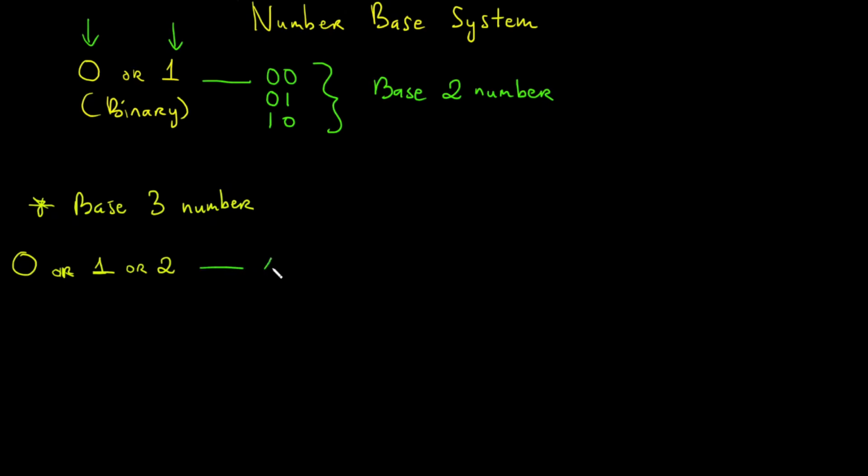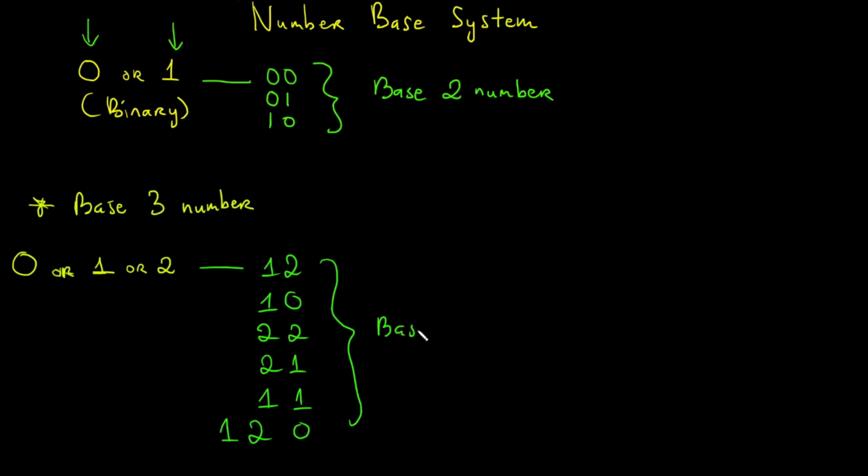For example, we have 1 2, which is made of either 1 or 2. That is valid. 1 0, it's still a base 3 number. 22, that's totally fine. 21, that's fine. 1 1, that's perfectly fine. Or 1 2 0, that's fine because it's made of 0 or 1 or 2, or all of them, or any combination of those 3. So those are base 3 numbers.